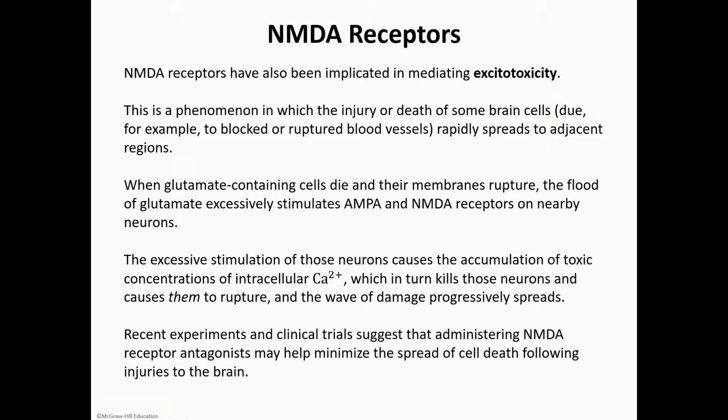Some of the new clinical trials that are out there suggest that we give NMDA receptor antagonists, to block these receptors. Would that prevent the spread of cell death that occurs following injuries to the brain? So these are different topics that you might want to research yourself, maybe ideas for your research project.